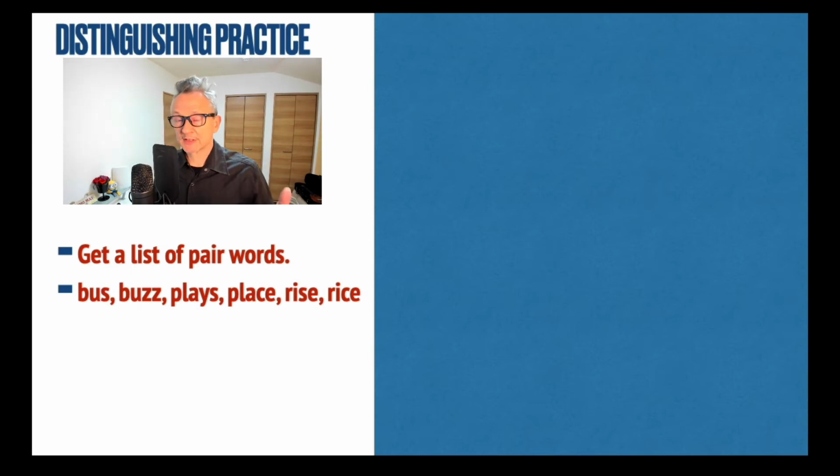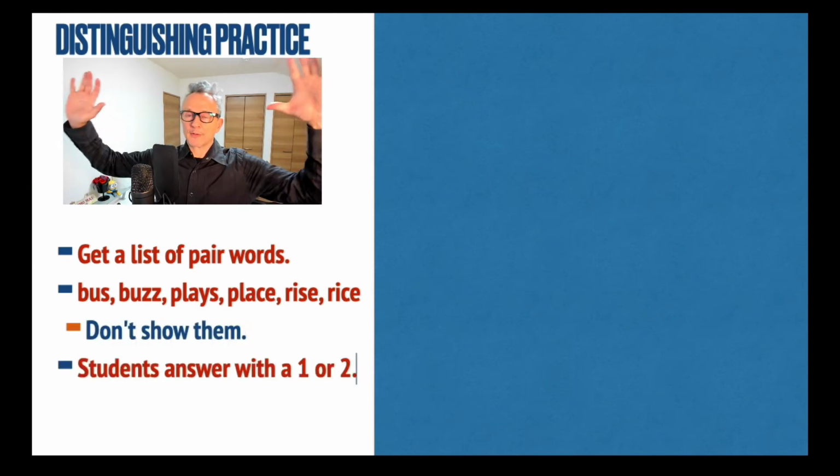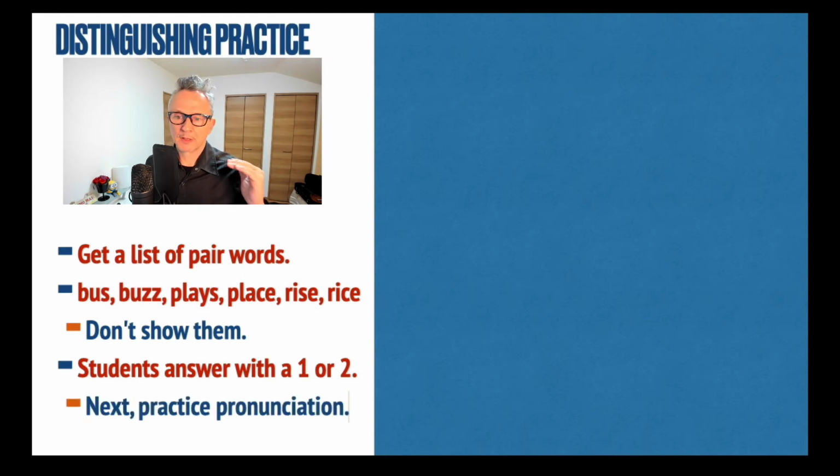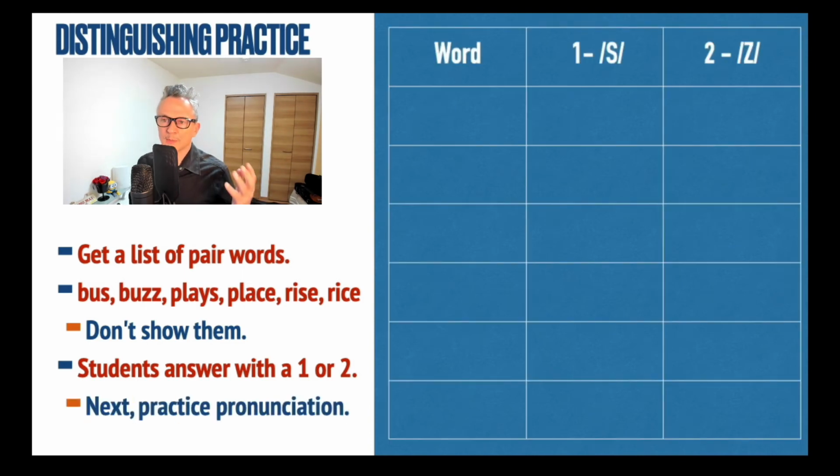For this distinguishing practice, first it's a listening activity, so don't show the words to the students. You'll have a chart up on the screen or on the chalkboard, and the students will answer with a 1 or a 2 depending on which sound you say. Let me show you how this works. After they do the distinguishing practice, they can practice the pronunciation. So here is the chart up on the screen. I'm going to say the word. You tell me if it's a 1 or a 2.